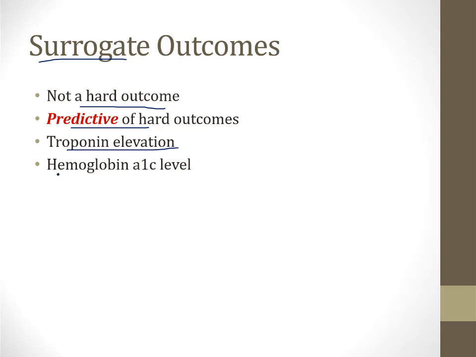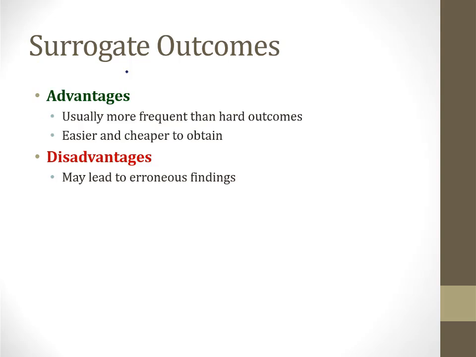In the same way of thinking, hemoglobin A1C levels could be a surrogate outcome. A hemoglobin A1C level in and of itself is not bad, but higher levels are associated with more complications from diabetes. Therefore, hemoglobin A1C level could be a surrogate outcome for a study of an impact of a medication on diabetic complications.